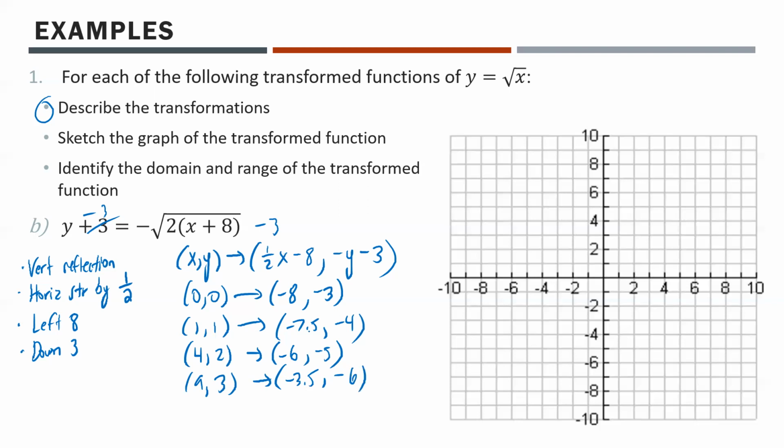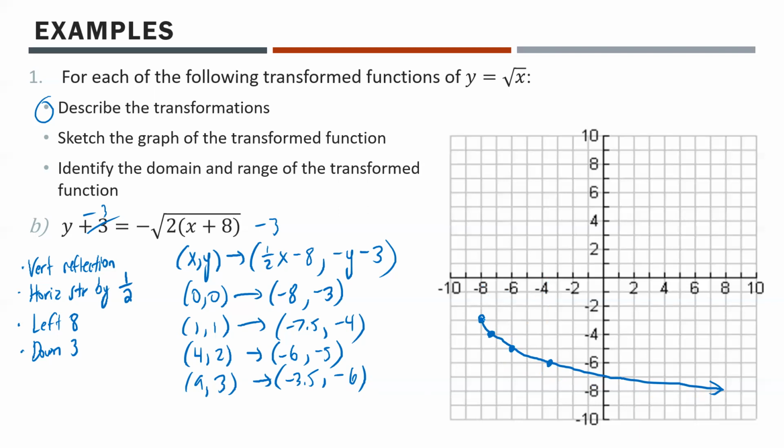Plot these points on here. I know it's really weird having some 0.5s, but it is what it is. Anyway, -8, -3, there we go. -7.5, -4. That looks like it's about right there. -6, -5, that would be exactly here. And then -3.5, -6, that would be down here. And then connect that. We're starting at this point. We're connecting the rest with a line. And that's going to continue off somewhere like that, right?